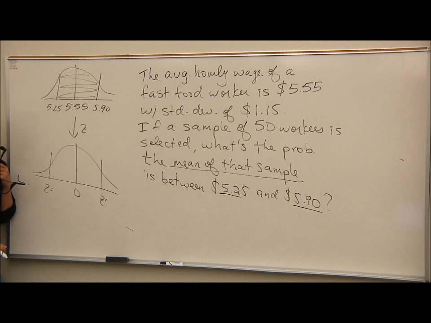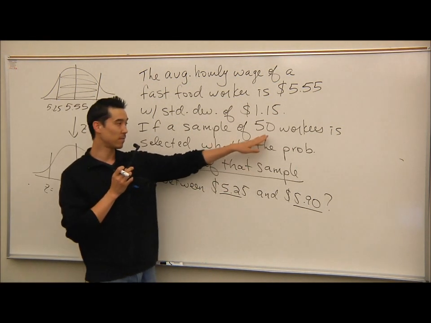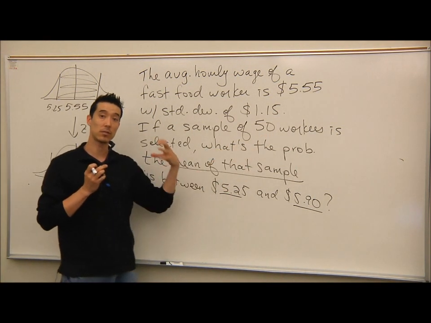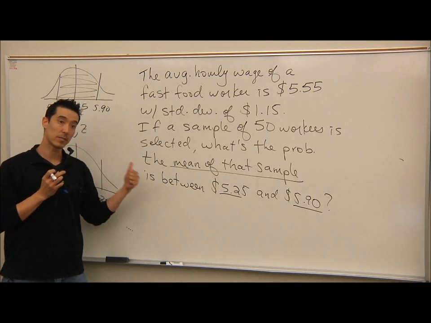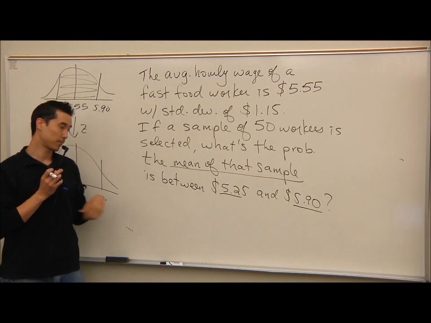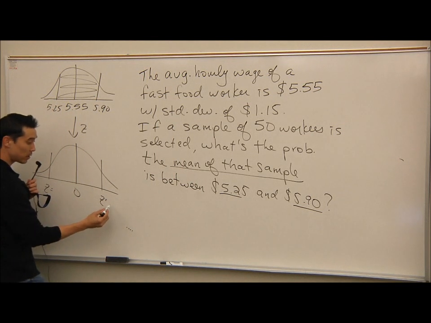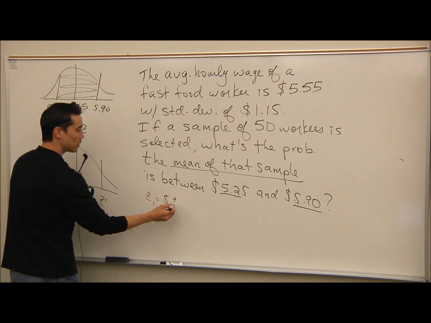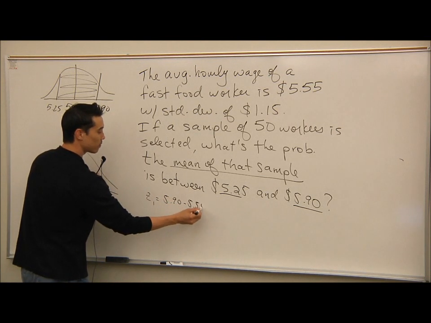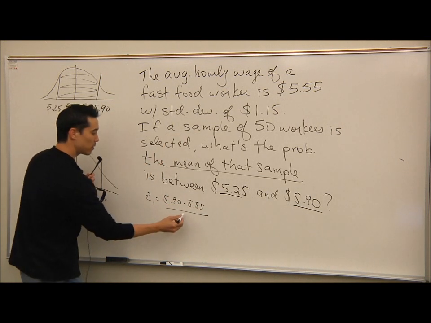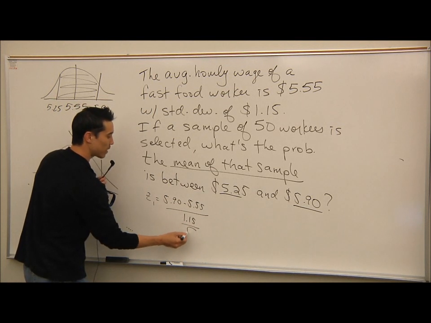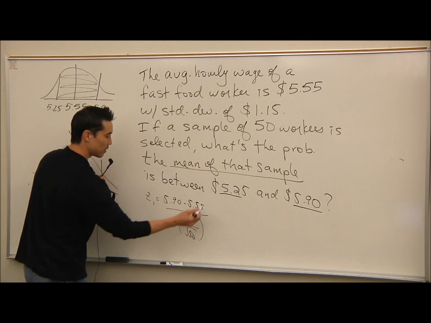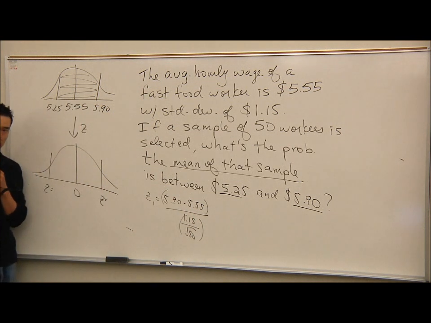But this is a central limit theorem question because it's asking the mean of a sample of 50 workers. Okay, so I don't just use the original z distribution formula, I use my central limit theorem z distribution formula. So this z-value here is going to be calculated by 590 minus 555 divided by the original standard deviation of $1.15 divided by the square root of 50. Okay. This is a CLT problem, and that's going to be your z-value for the right-hand side.